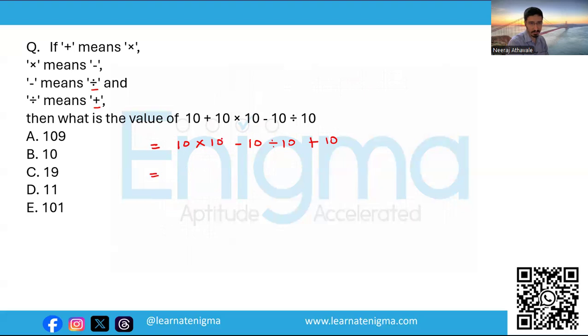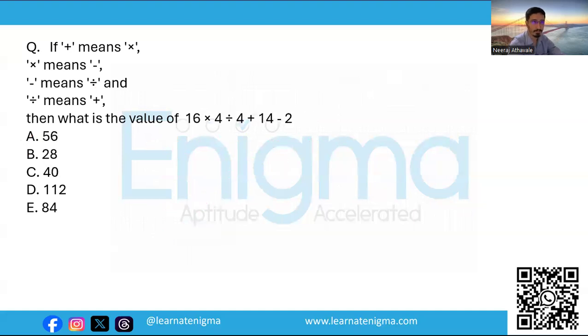So we can see multiplication and division is there. We have to do that first. So 10 tens are 100. Minus 10 divided by 10 is 1 plus 10. So 100 minus 1 is 99 plus 10. We get the answer as 109. So that is our answer, option A, 109. Let's solve one more.